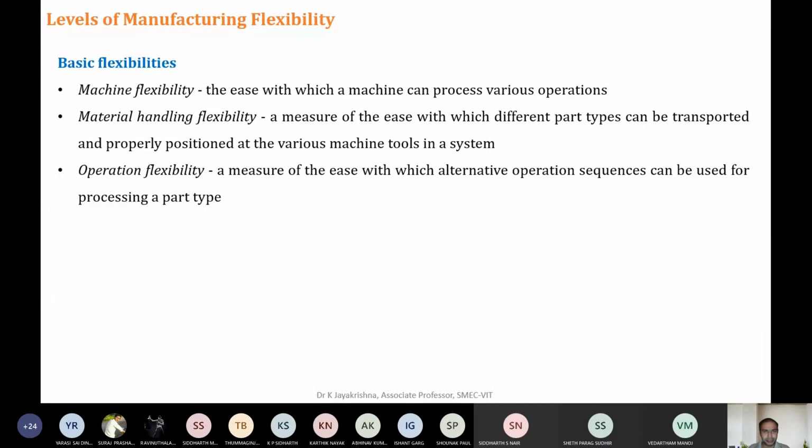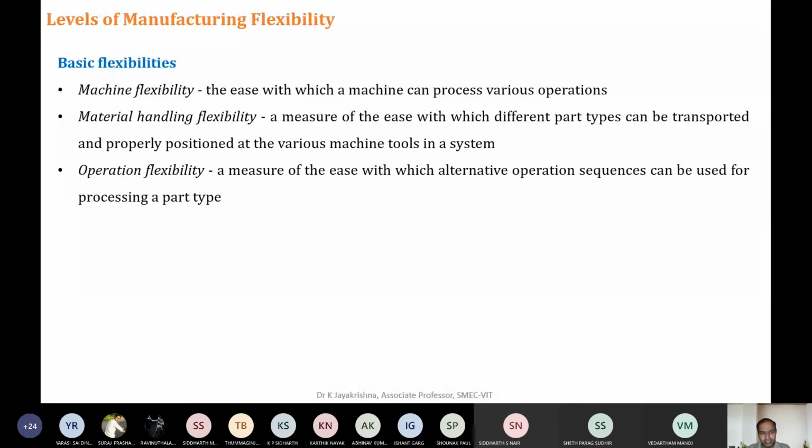Here that is flexibility: the flexibility to handle any object within the specified weight limit. It can be moving your examination answer sheets, your faculty, your small lab equipment, or your students. Whatever it is, that's the flexibility to move using the same machine. That is material handling flexibility. Then operation flexibility.